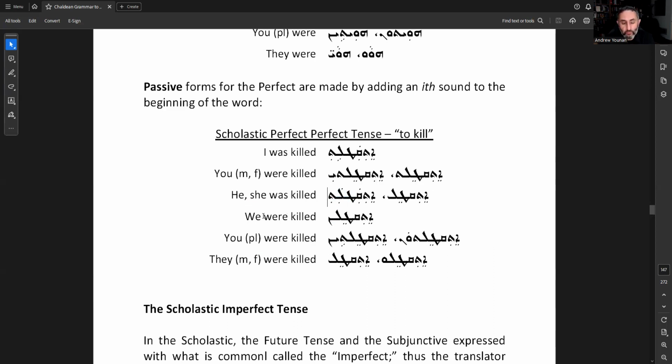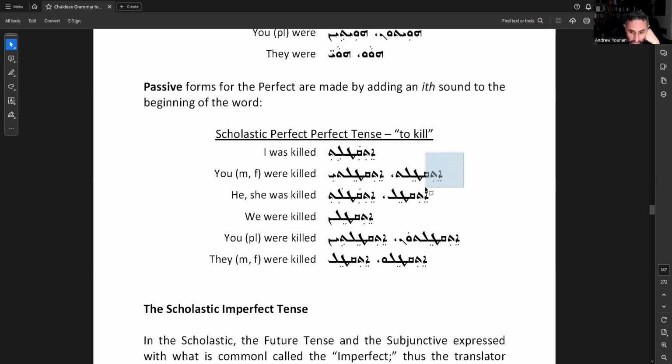Ith qtiln, we were killed. Ith qtilton, you plural were killed. Ith qtiltain, feminine. Ith qtil with the silent waw, they were killed. Ith qtil, here you don't even have a yod or anything. It's just this. They were killed, feminine. Let me read it again. Ith qatleth, ith qtilt, ith qtilt, ith qtil, ith qatlath, ith qtiln, ith qtilton, ith qtiltain, ith qtil, ith qtil.